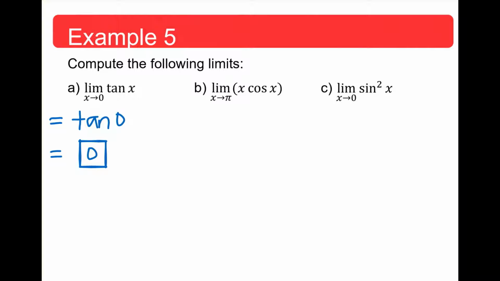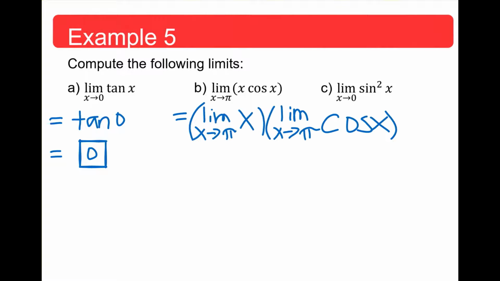Part B, the limit as x approaches pi of x times cosine of x. We have the limit of a product of functions x and cosine of x, so we can use the product property of limits. We can use property 1 of theorem 1.1 to evaluate the limit as x approaches pi of x.